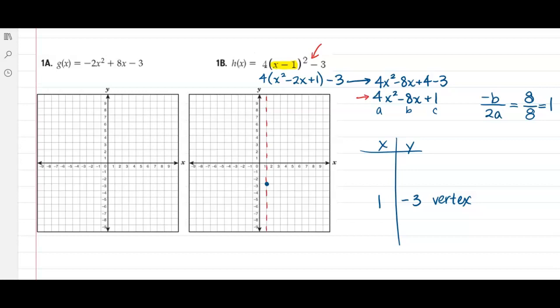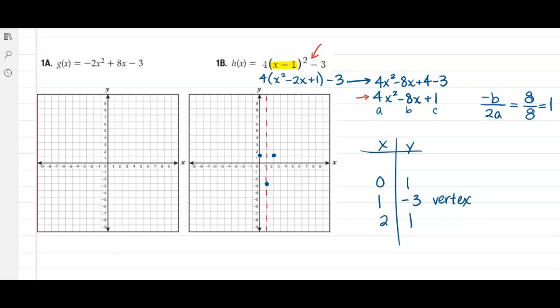Now I need some points on either side. I'm going to try 0. If I put a 0 in here, 0 minus 1 is -1, squared is 1, times 4 makes 4, take away 3 is 1, so 0, 1. Buy one, get one free, I also know the point 2, 1 is on my graph using symmetry. It's kind of a shortcut.